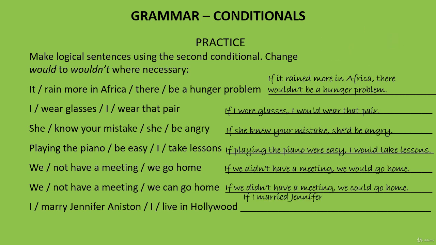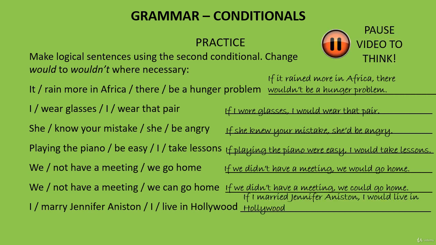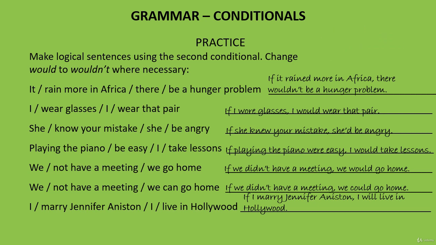If I married Jennifer Aniston, I would live in Hollywood. I'm speaking hypothetically here, but let's say, for example, I'm very optimistic. I can say, if I marry Jennifer Aniston, I will live in Hollywood. Here I've chosen to use first conditional because I really think it will happen. Of course.